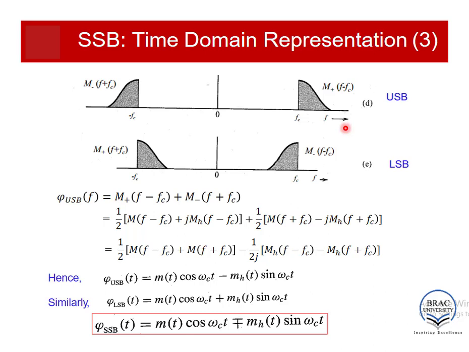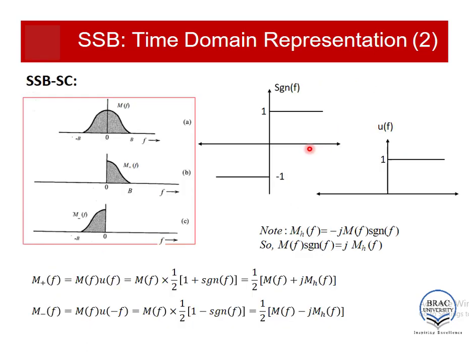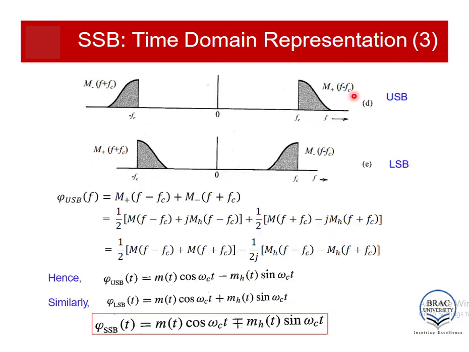There are two components in this USB spectrum. First one is this one. This one is basically an M plus F frequency component but shifted to FC frequency. And this is actually M minus F frequency component but shifted to minus FC frequency. As this is shifted to FC frequency, we can write this as M plus F minus FC. That is because this was our M plus F. If we shift it to FC, then it will become M plus F minus FC. Minus FC means it is right shifted. In the similar manner, this is M minus F plus FC.